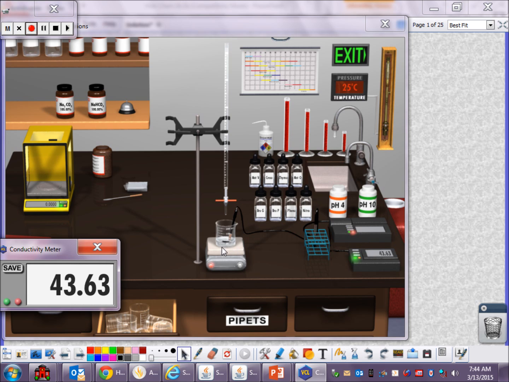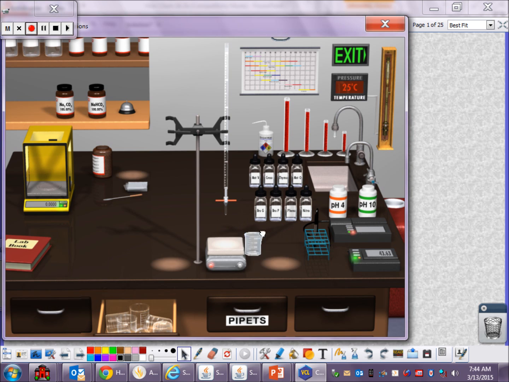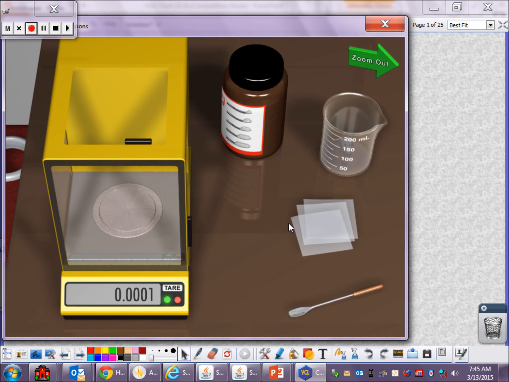Alright, I can put everything back. I have a lot of beakers. I can put it in the recycling bin. Let's put that chemical back. Our second one is sodium carbonate. The formula for sodium carbonate is Na2CO3. I will go back in the balance area and then get some.